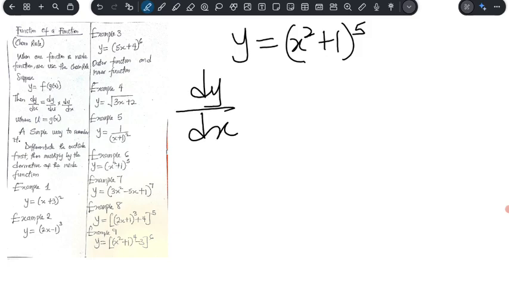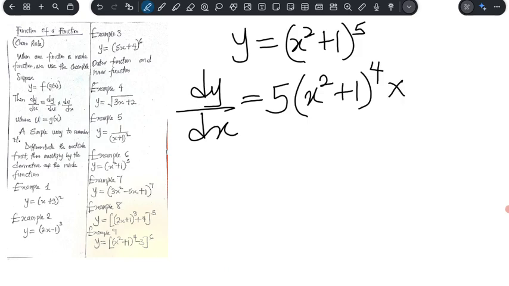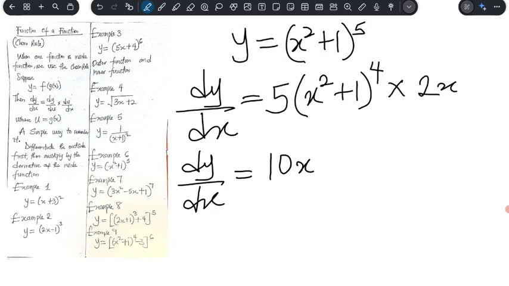dy/dx is equal to 5 onto (x squared plus 1) all raised to power 4, to multiply. So the inner derivative will give you 2x. So dy/dx is equal to 10x onto (x squared plus 1) all raised to power 4. So that is just the way it looks like. So let's go and solve example 7 and let's see how it looks like.